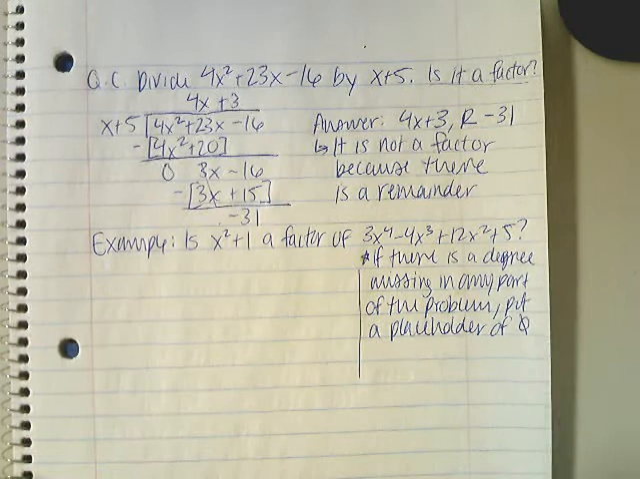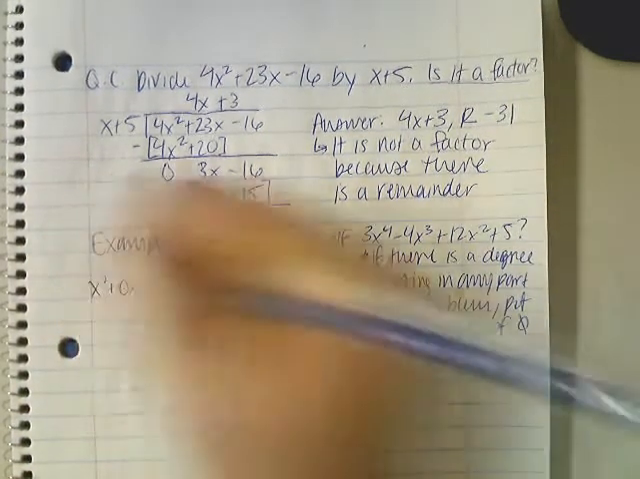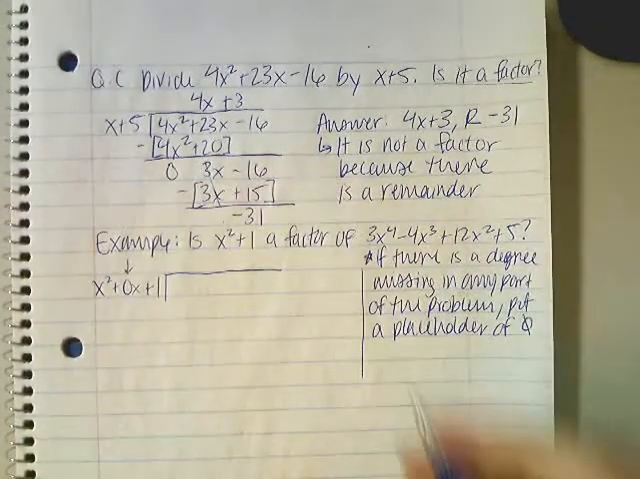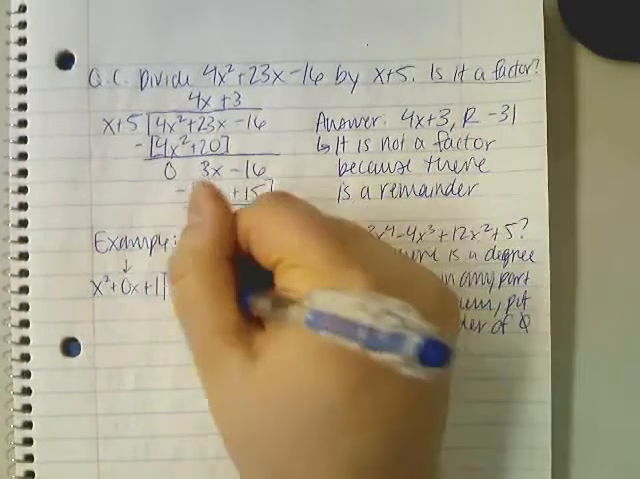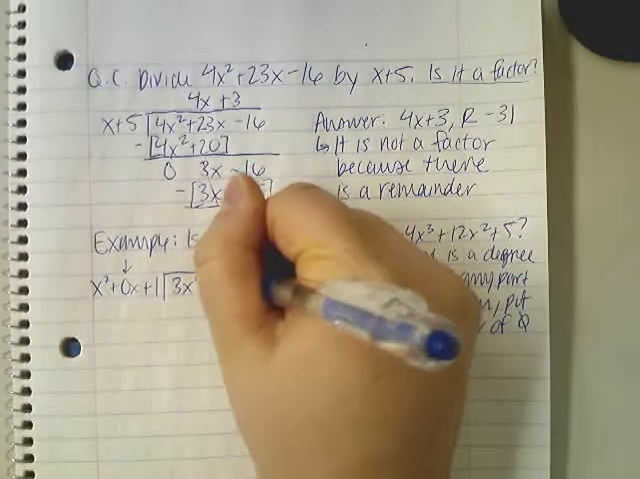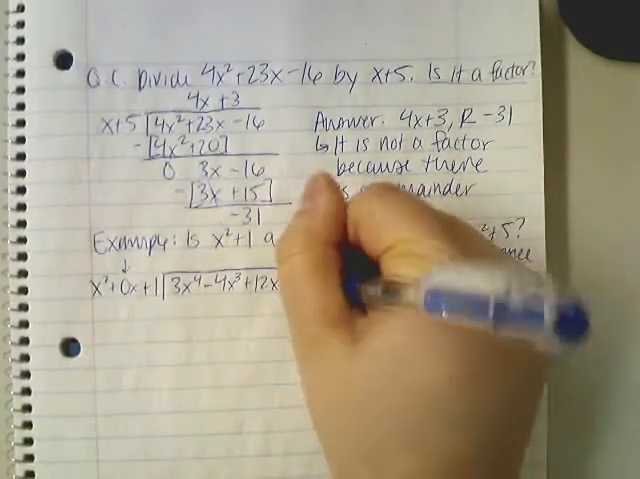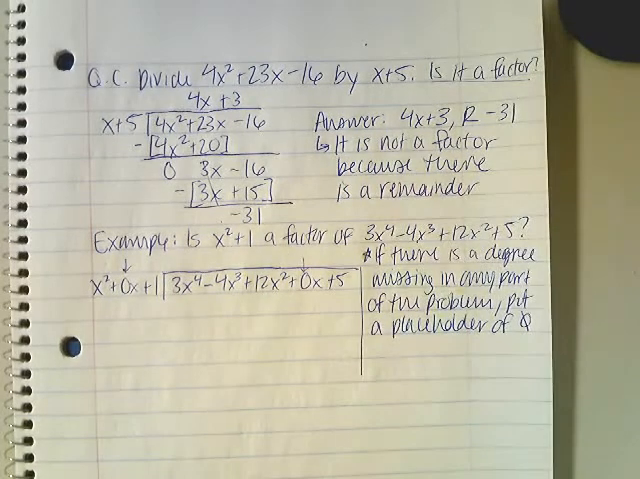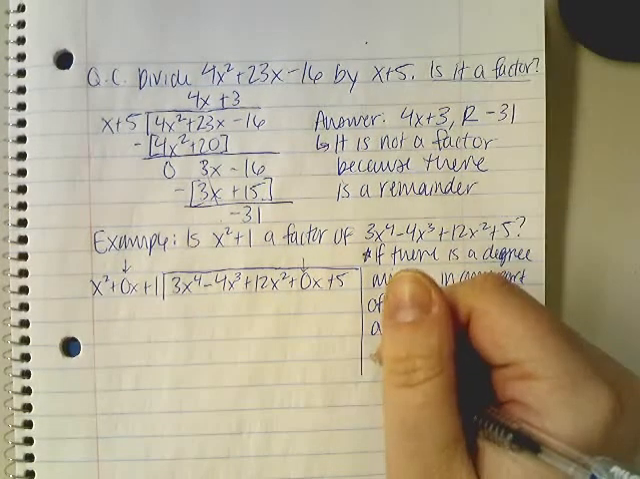So in this case, I'm going to divide x squared plus 0x plus 1. So I'm putting that placeholder there. And then I'm dividing that into 3x to the 4th minus 4x cubed plus 12x squared plus 0x plus 5. So again, there are 2 placeholders here that I'm going to use because they are missing in that problem.